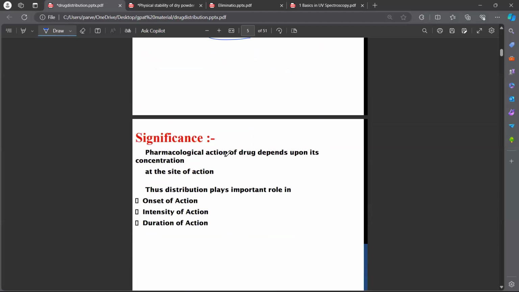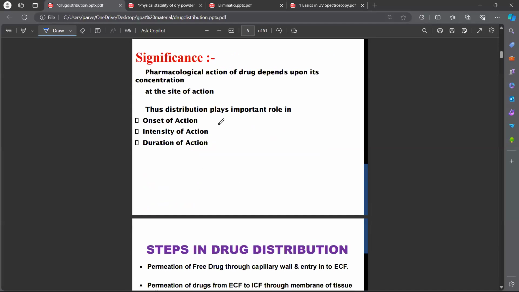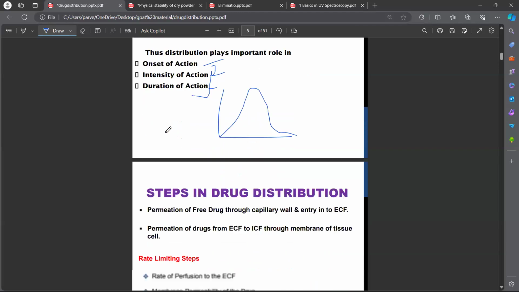So what is the main purpose, the rationale, of studying the distribution of a drug? It is the onset of action, intensity of action, and duration of action. As we have seen in the plasma drug concentration-time curve, this is the absorption event and this is the elimination event. The drug concentration increases and then decreases. The fluctuation in the concentration mainly occurs due to the distribution of the drug. So the onset, intensity and duration of action depend upon the distribution.